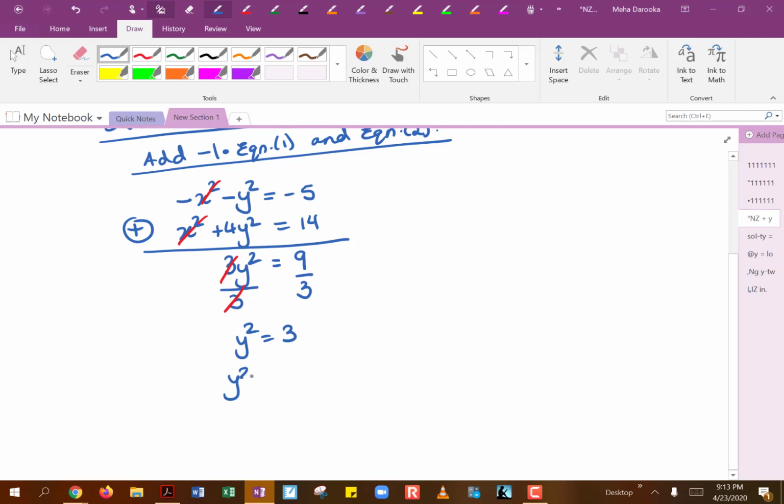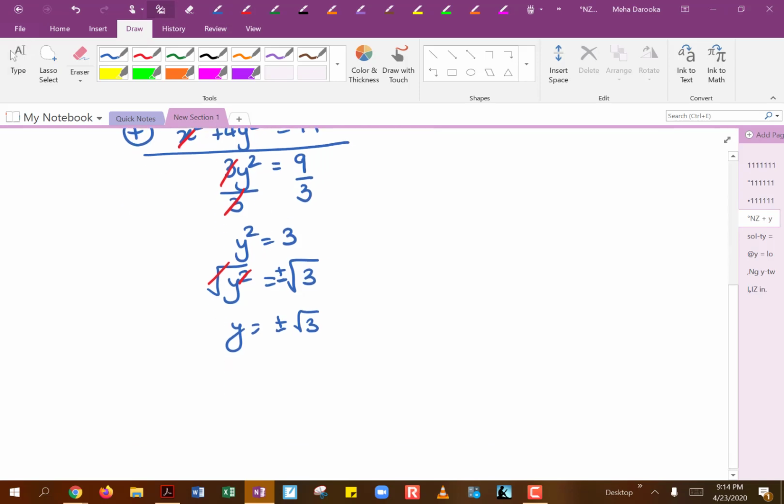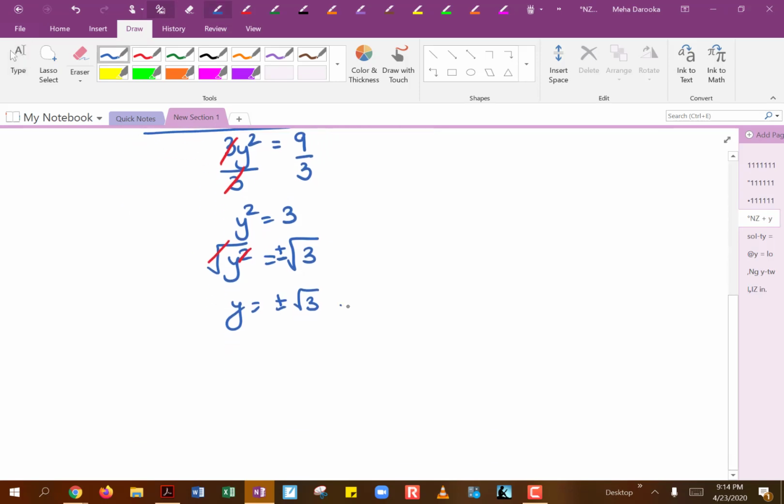Now to get rid of the square on the y, we'll need to use square root. And remember, with square root, we get one positive and one negative root. So the square and square root will cancel out, leaving us behind with y equals positive and negative square root of 3. So you are actually getting two values for y over here. One of them is positive square root of 3. The other one is negative square root of 3.